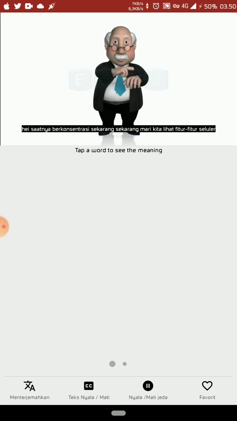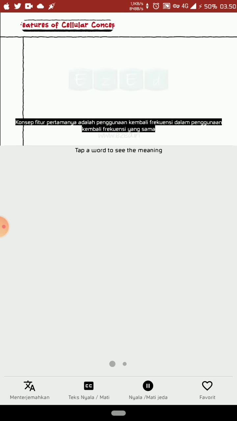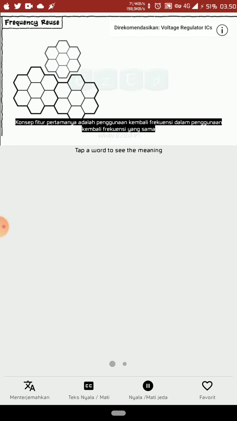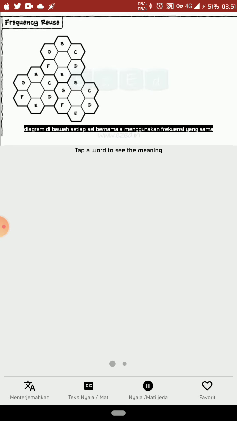Hey, it's time to concentrate now. Now let's see the features of the cellular concept. Its first feature is frequency reuse. In frequency reuse, the same set of frequencies are used for radio channels located in different areas. As shown in the diagram below, every cell named as A uses the same set of frequencies.